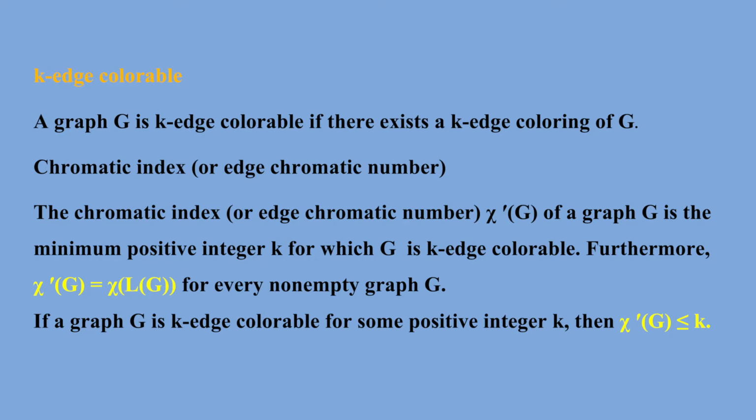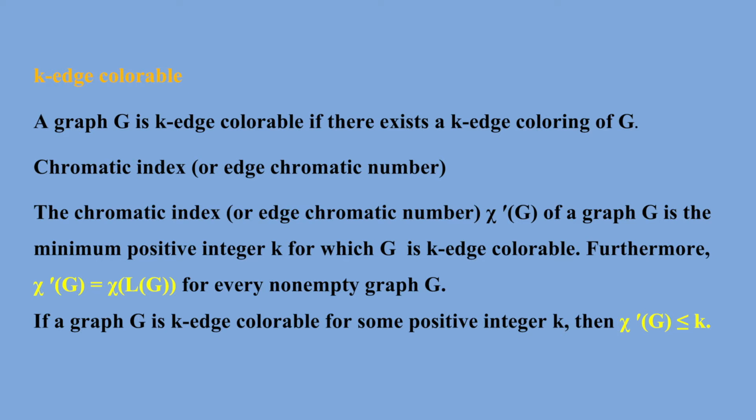Let us see the definition of chromatic index. It is also called the edge chromatic number. The chromatic index or edge chromatic number χ'(G) of a graph G is the minimum positive integer k for which G is k-edge colorable. Furthermore, χ'(G) is equal to χ(L(G)) for every non-empty graph G, where L(G) is the line graph of G.